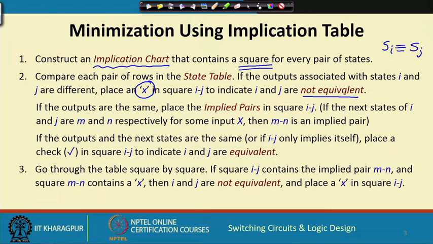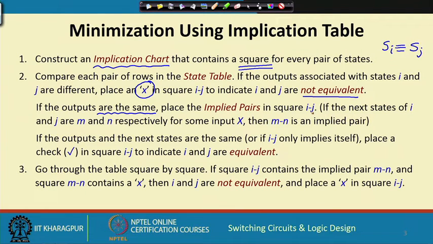But if we find that the outputs are the same, then we place something called implied pairs in the square i j. What is the meaning of the implied square?